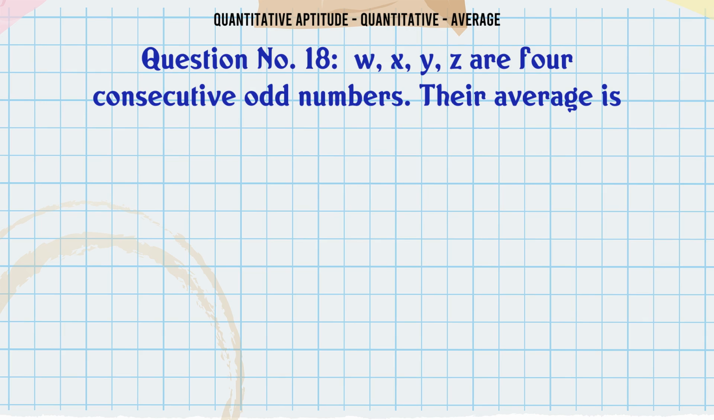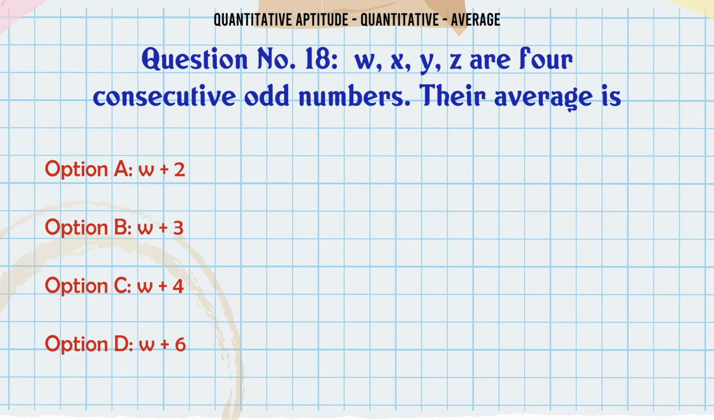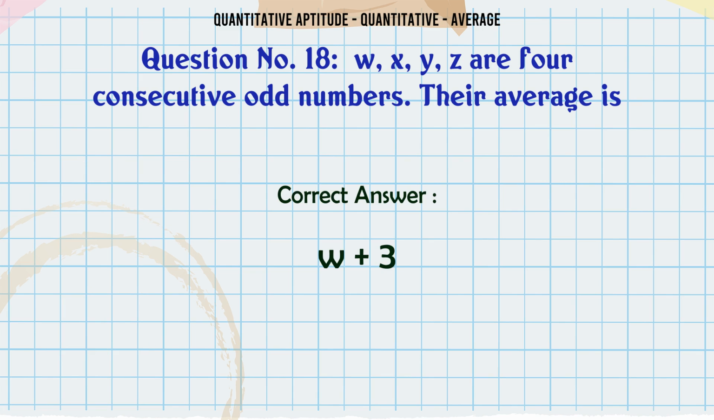W, X, Y, Z are 4 consecutive odd numbers. Their average is A W plus 2, B W plus 3, C W plus 4, D W plus 6. The correct answer is W plus 3.